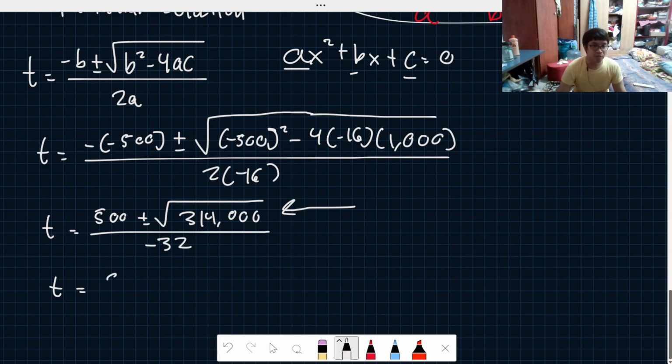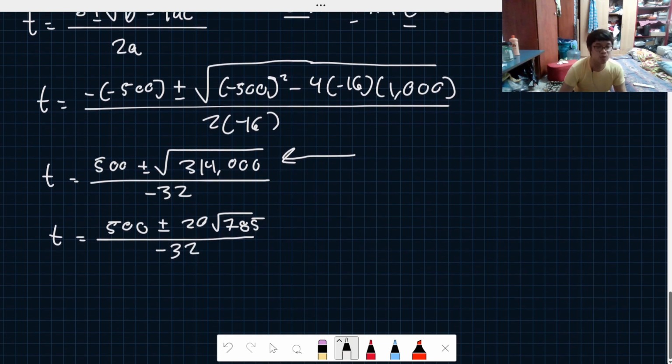According to my calculator, the square root of 340,000 is just the same as 20 times the square root of 785, all over negative 32.